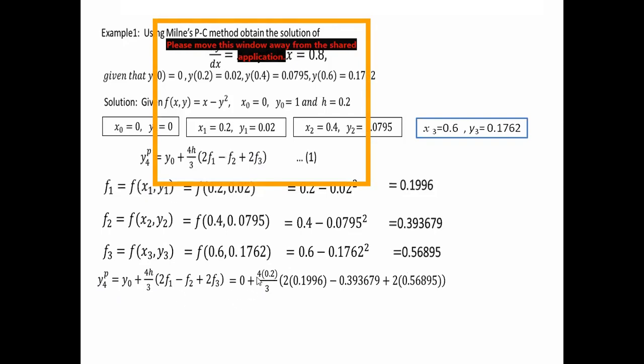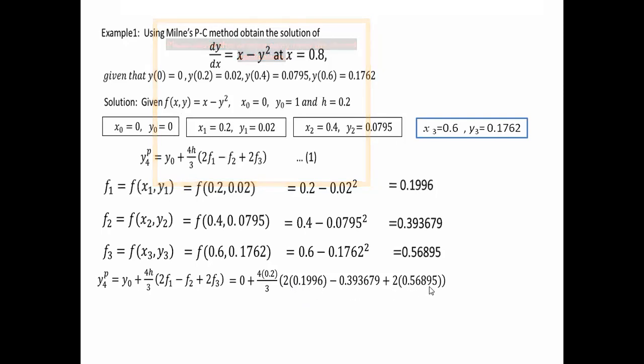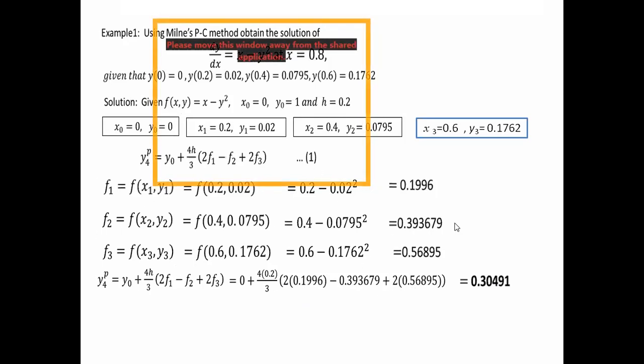So it is h by 4h by 3. H means here 0.2 return, and this is 2 times f1 minus f2 plus 2 times f3. Everything is listed here. Simplify on calculation, we see that it is 0.30491. So all our algebra function easily can get these values using a calculator. So it is 0.30491. Whether you have to accept or reject depends on the corrector formula.